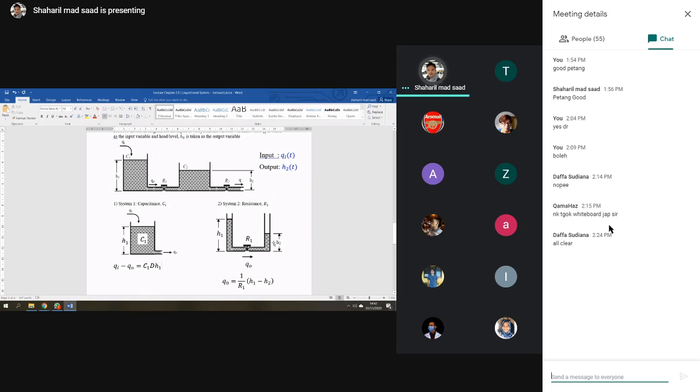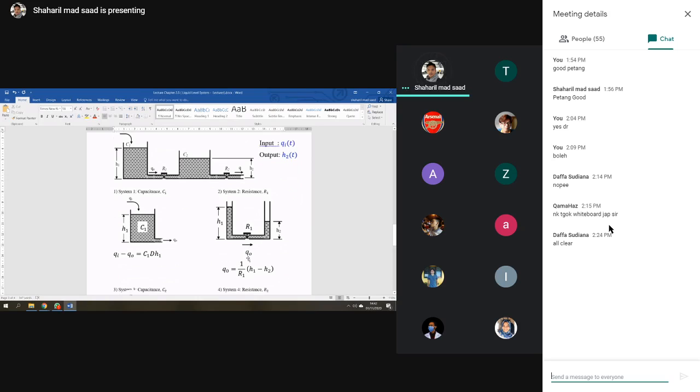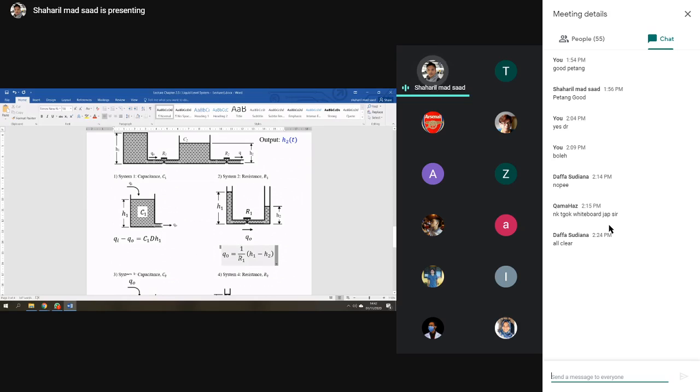And then if we go to the height number 2 here, H1 produces height number 2. The flow rate through the resistance R1 is Q naught. Then you can get that Q naught is 1 over R1 times H1 minus H2. Okay, done. You already got equation number 2.